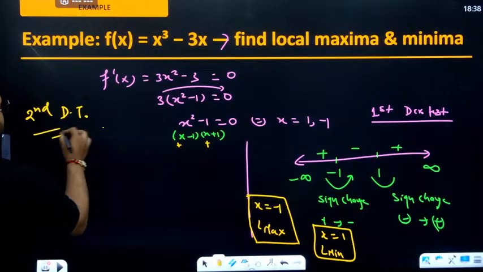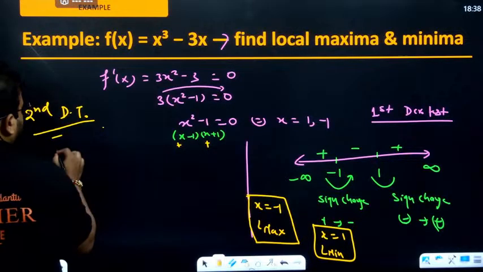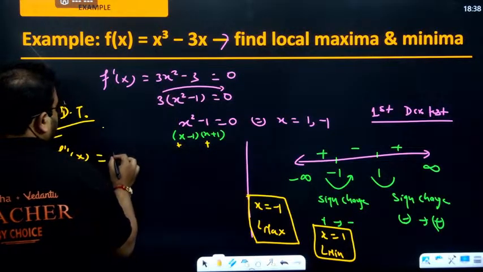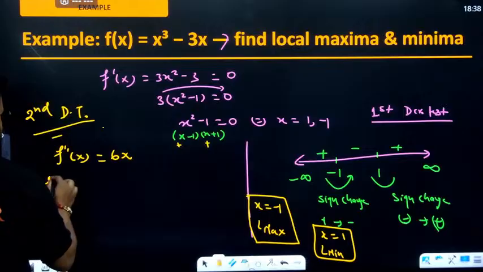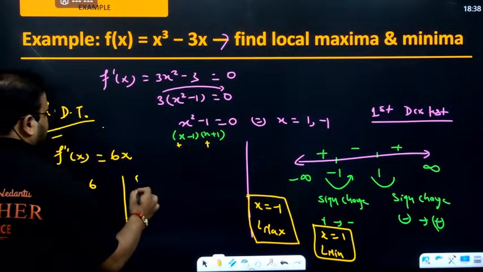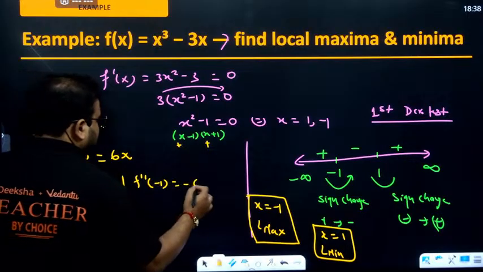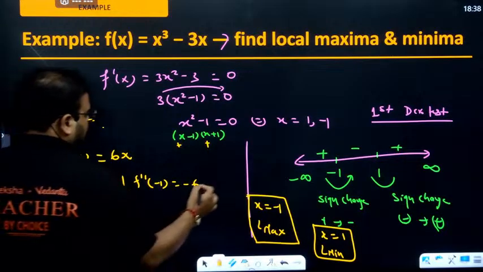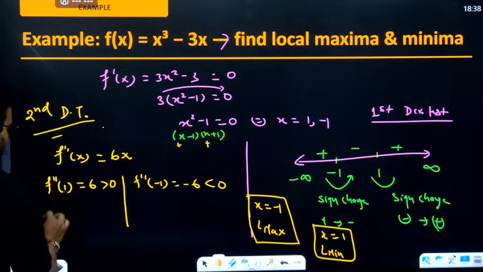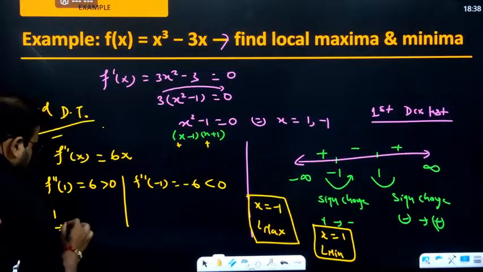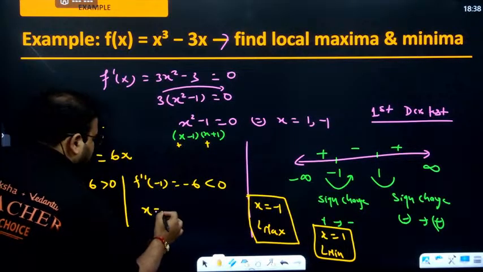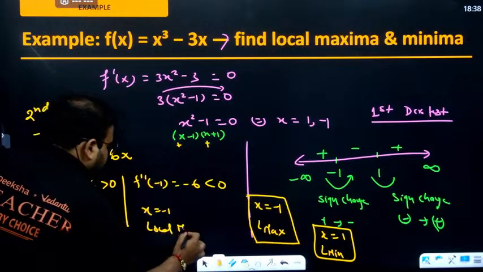Now for this, if you're checking again, what do you have to do? Differentiate the function one more time. We get this value as 6x. Check f double dash of x at the point 1, we are getting this as 6, and at the point minus 1, we are getting this as minus 6. This is positive, this is negative. It means x equals 1 is local min, and x equals minus 1 is local max, right?